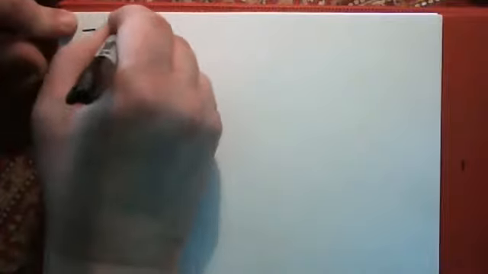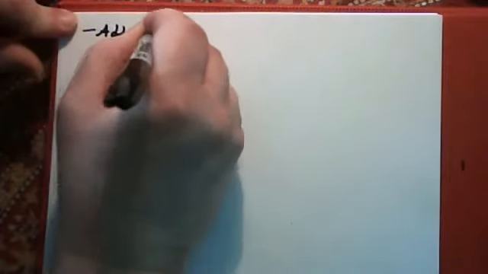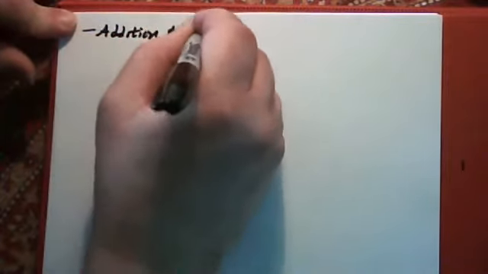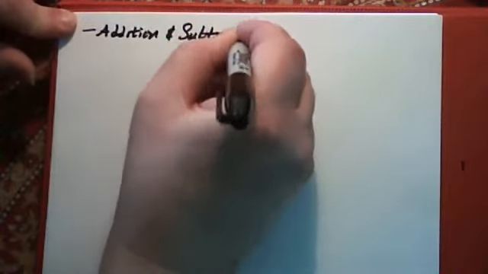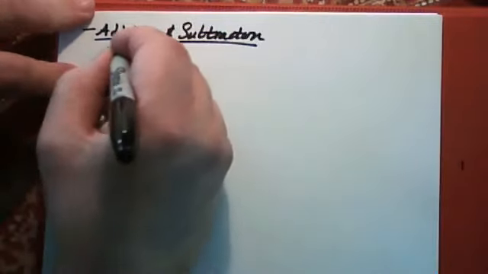Okay, so that is an overview of multiplication and division. There is also a set of rules for addition and subtraction. Okay, so the rules for addition and subtraction are a little bit different.